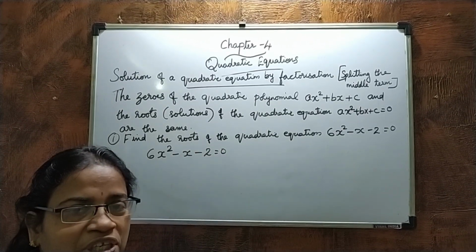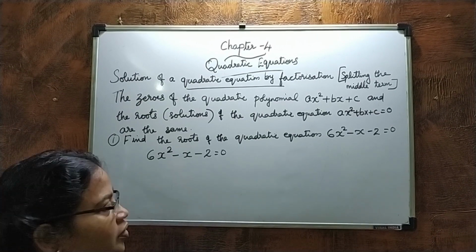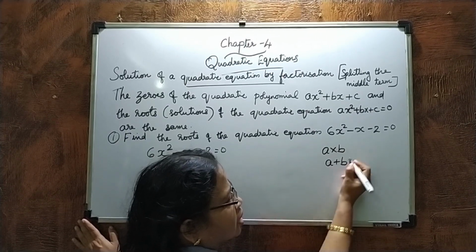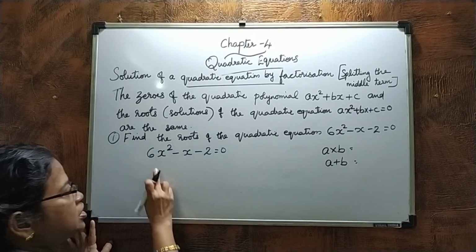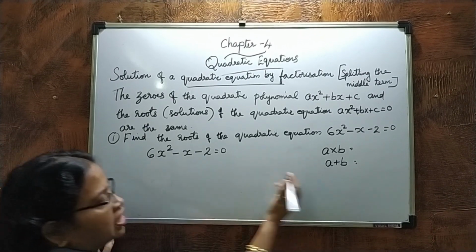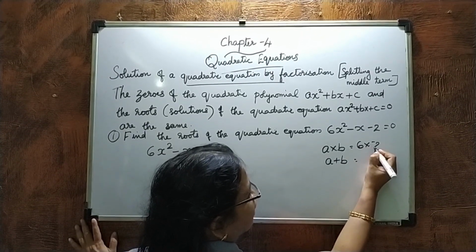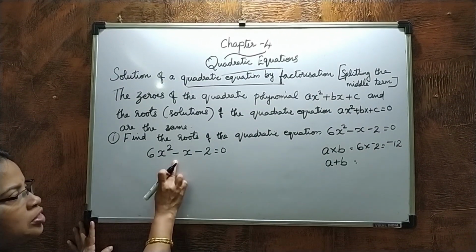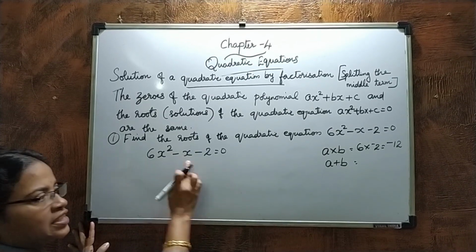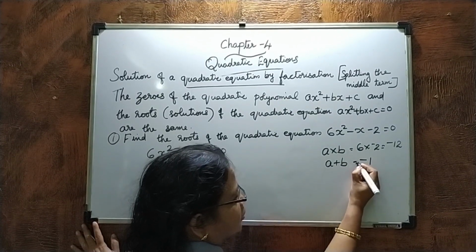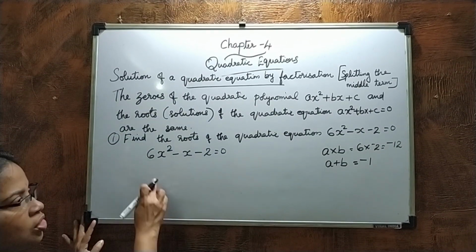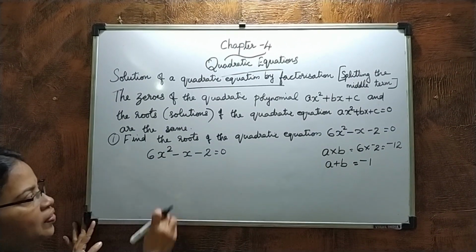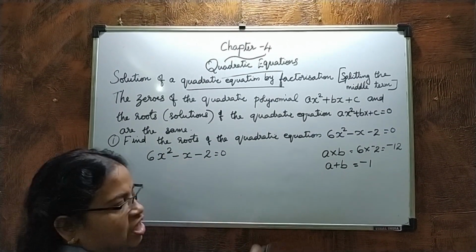How will you find it using splitting the middle term? So it is a into b and a plus b. Do you remember? What is a into b? It is the coefficient of x square into the constant. That means 6 into negative 2. What will you get as the answer? Negative 12. Then what is a plus b? A plus b is the coefficient of x. It is negative 1. So a into b here is 6 into negative 2, which gives negative 12, and a plus b is negative 1, the coefficient of x.